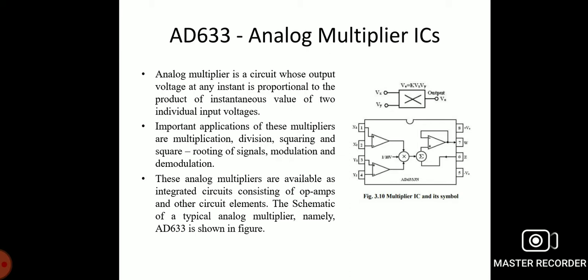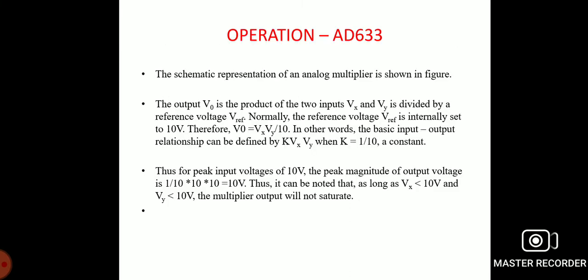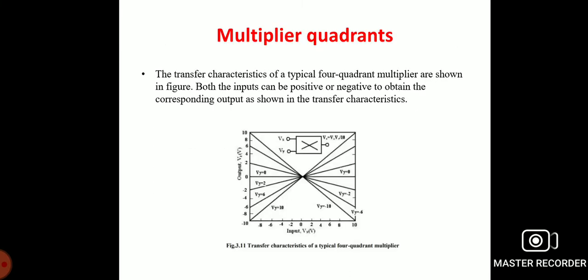Now we can see the multiplier four quadrant stages. So this is the transfer characteristics. Transfer characteristics of a typical four quadrant multiplier are shown in the figure. Both the inputs can be positive or negative to obtain the corresponding output. It is called the transfer characteristics.